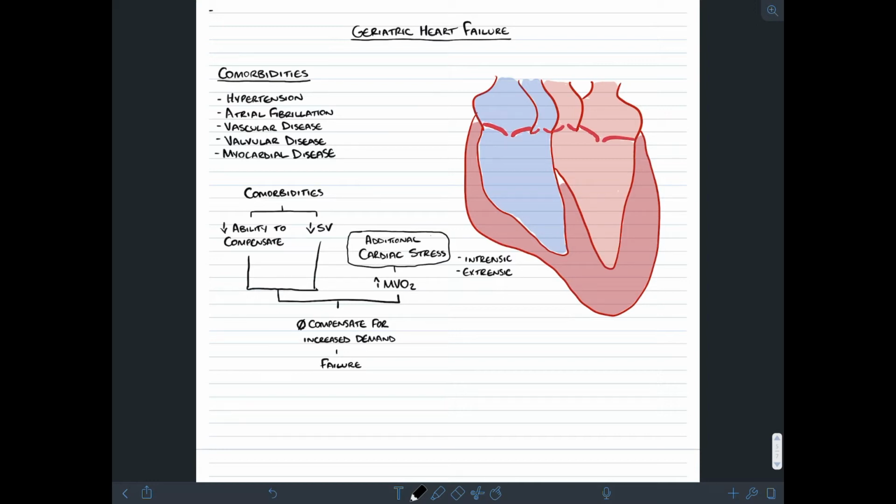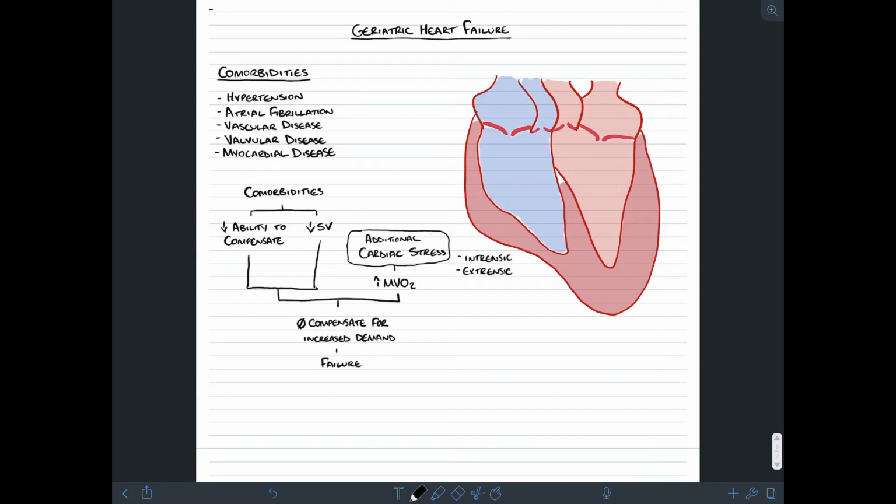So when these comorbidities occur, we do see a drop in stroke volume. Hypertension, you might think, will increase stroke volume, but like we said before, the increased afterload will actually drop stroke volume, and there is a decreased ability to compensate if need be.